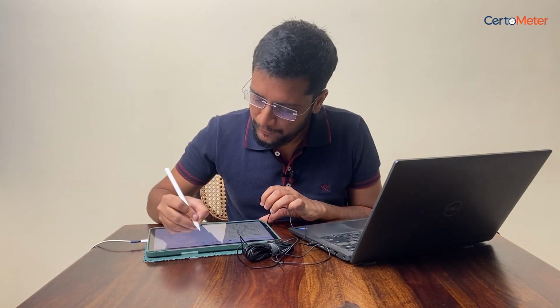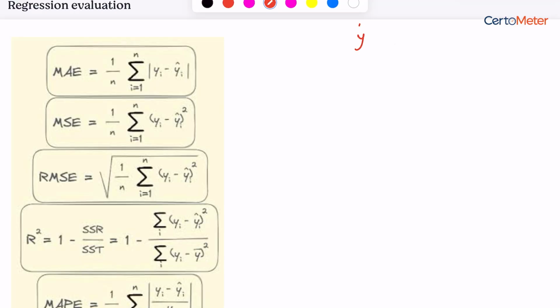So we all know that there is a predicted value given by the model and the actual value. Now the ideal scenario would be if these two values are equal, that means my predictions are equal to the actual values. But that does not always happen. So there are some metrics that help us evaluate the difference between the predicted value and the actual value. How far are my predictions from the actual value?